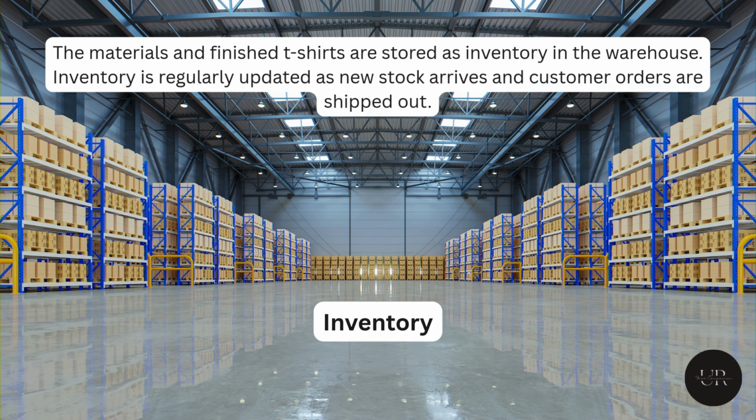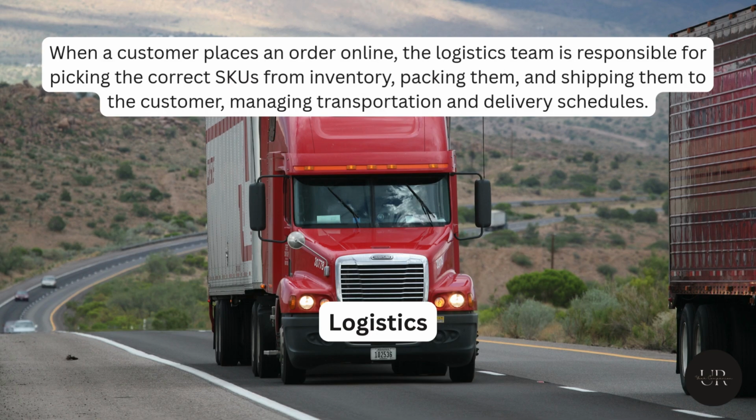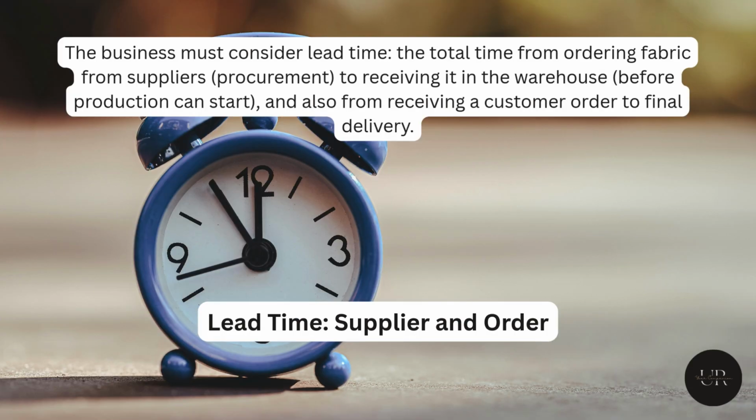Then the materials and finished t-shirts are stored as inventory in the warehouse. Inventory is regularly updated as new stock arrives, and customer orders are shipped out from the warehouse locations. And when a customer places an order online, the logistics team is responsible for picking the correct SKUs from inventory, packing them, and shipping them to the customer, and further managing the transportation and delivery schedules. So that's where the logistics term comes into the picture.